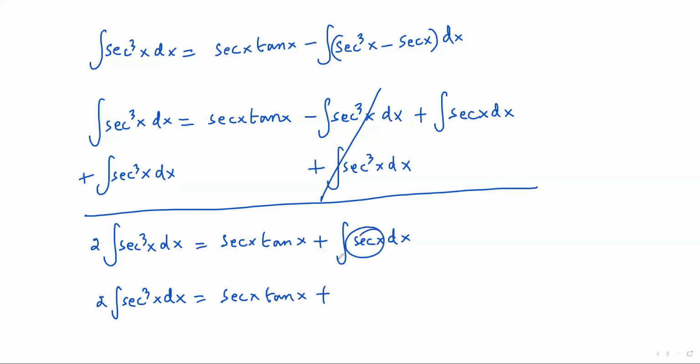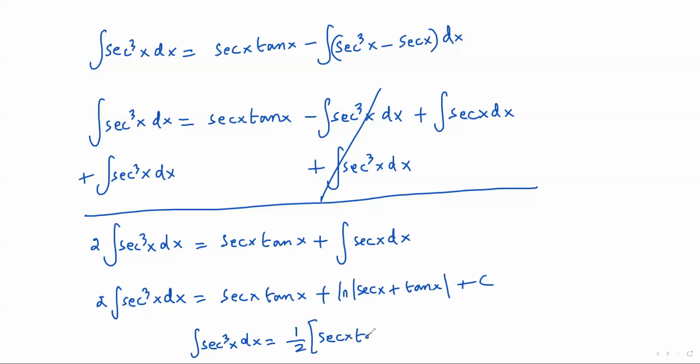Now the integration of secant x, already we know the formula, is going to be ln of absolute value of secant x positive tan x positive c. This is the integration of secant x. Okay, I need the integration of just secant cube x, but here 2 is multiplied. So if I divide both sides by 2, I'll be getting integral secant cube x dx is equal to 1 half times secant x times tan x positive ln of secant x positive tan x plus c.